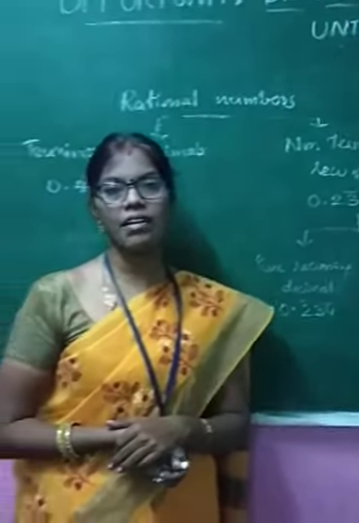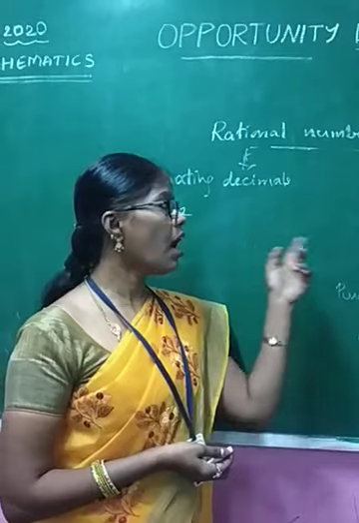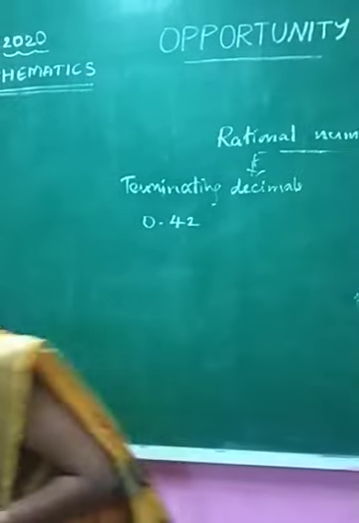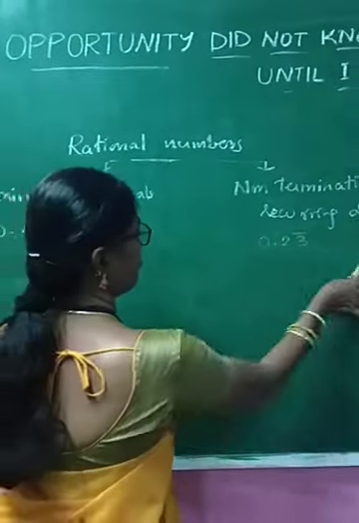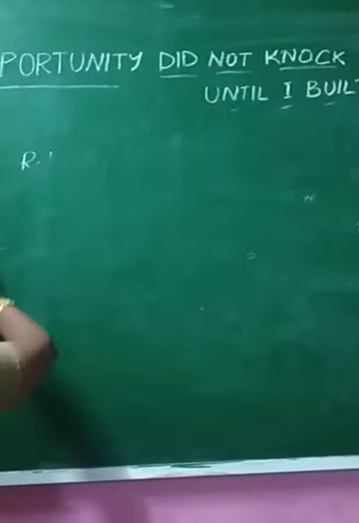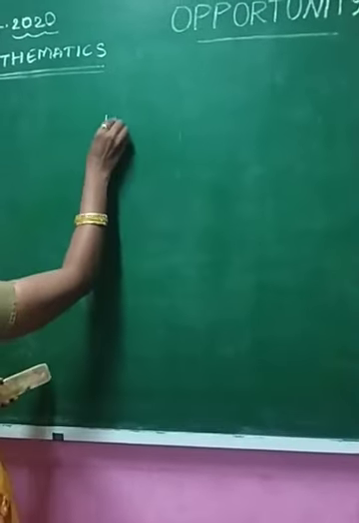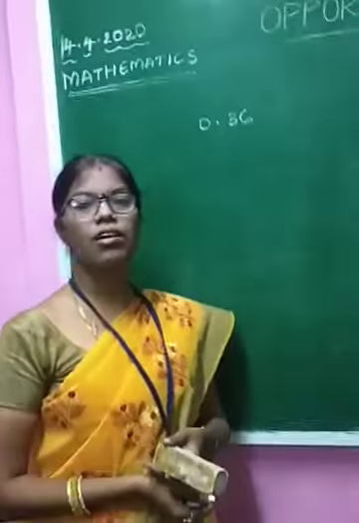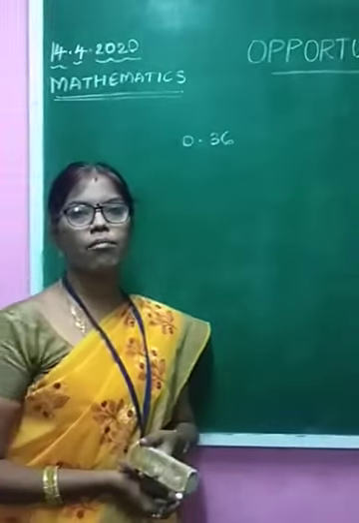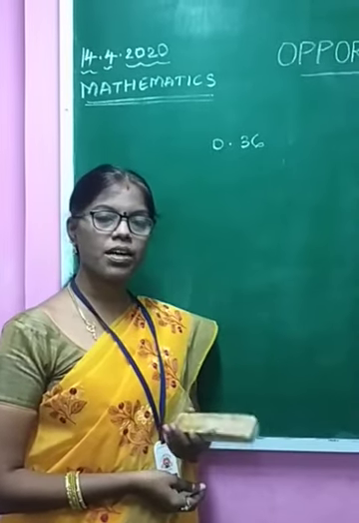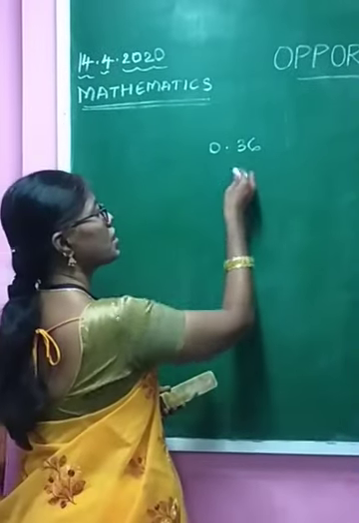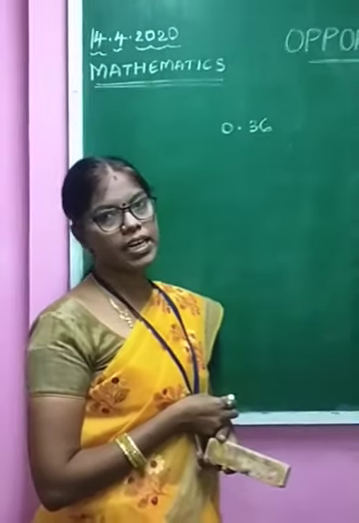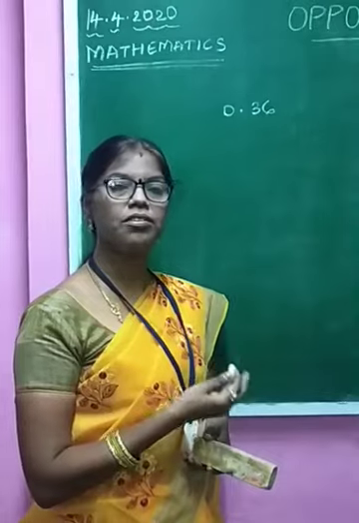Now we will see the conversion of terminating decimals and non-terminating recurring decimals into the form of p by q. Already you have learned about 0.36. It's a terminating decimal. You have learned the conversion into p by q in 8th class itself, but once again we will recall. So 0.36, after the decimal point we have 2 digits, so you multiply with 100. When you are multiplying with 100, then you have to divide also.